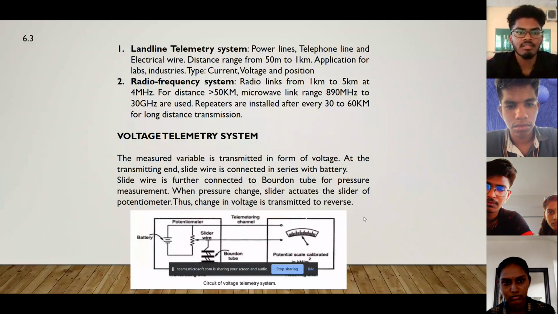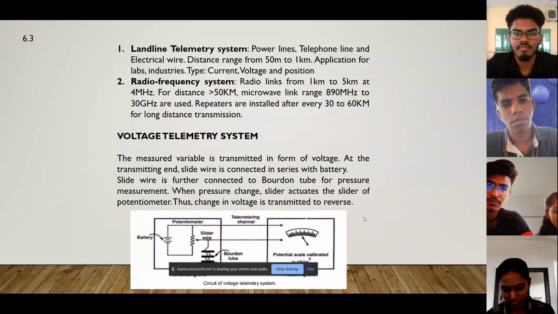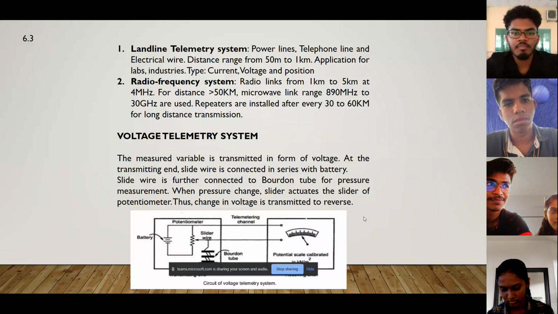Next is the types of system. Landline telemetry system. Power lines, telephone lines, and electrical wires. Distance range from 50 meters to 1 kilometer. Application for labs, industrials, and more. Types are current, voltage, and position.